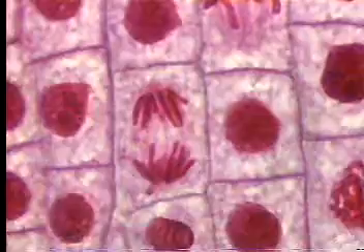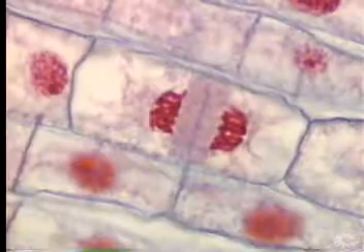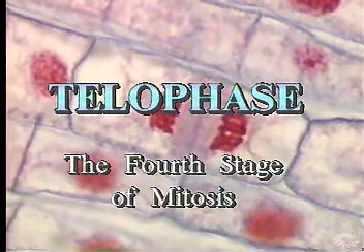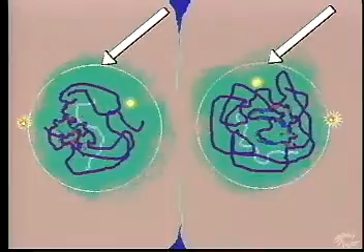This movement happens fairly rapidly, in about 5 minutes, with the result that the spindle fibers disappear from view, and a full diploid set of chromosomes is now found at each end of the cell. The fourth and final stage of mitosis is called telophase. Telophase is defined as the stage of mitosis when the new daughter chromosomes change back into the threads of chromatin, and new nuclear membranes begin to form.